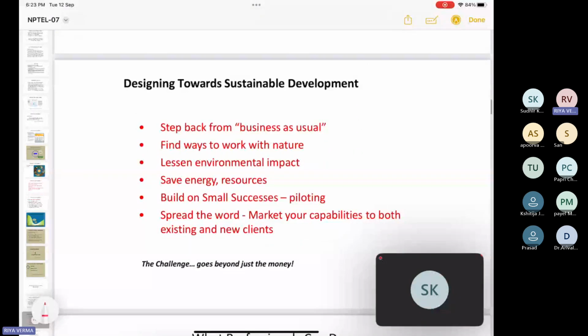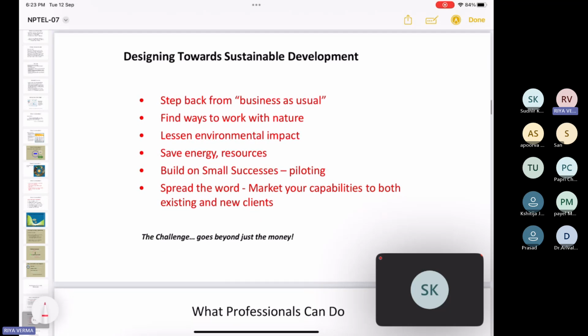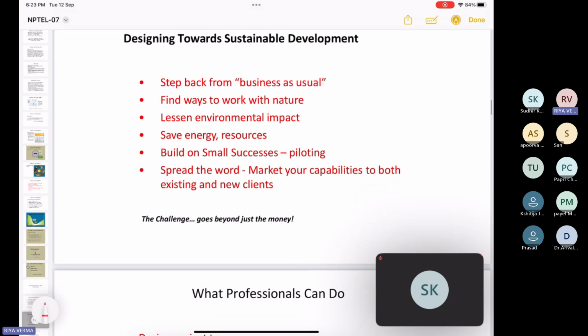So, we should step back from the business as usual and find ways to work with nature. We should always include the nature in our designs, like how it is going to impact the nature, or how can we utilize the nature in the best way possible. And we should lessen the environmental impacts. We should try to save the energy and the resources and build on small successes. This is also termed as piloting, and spread the word, that is market your capabilities to both existing and the new clients.